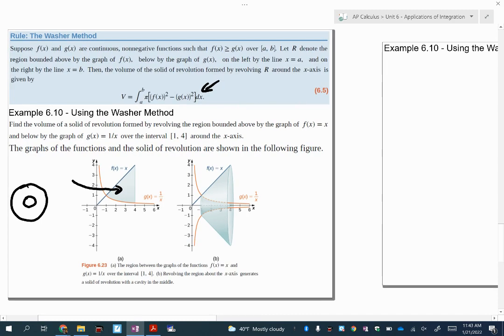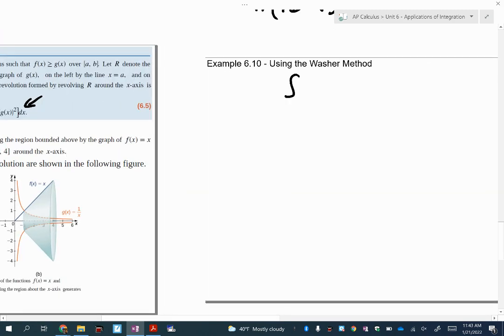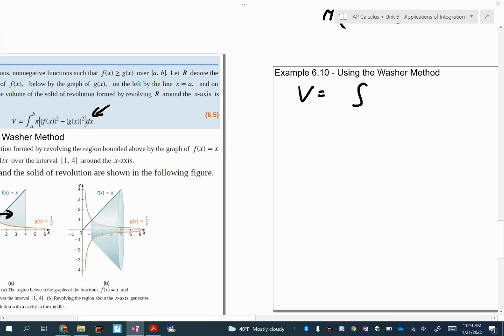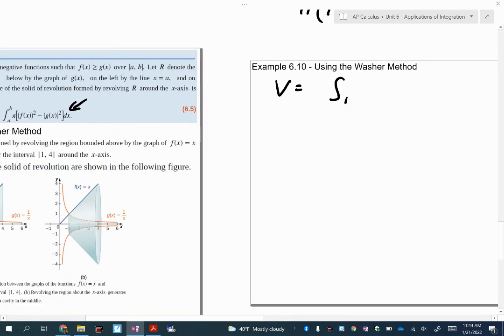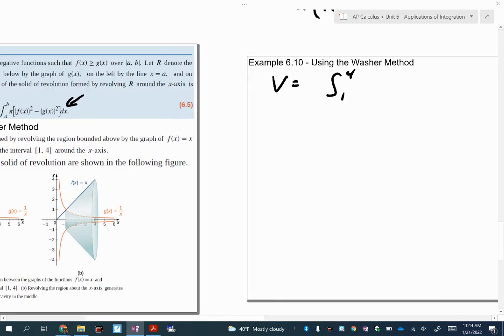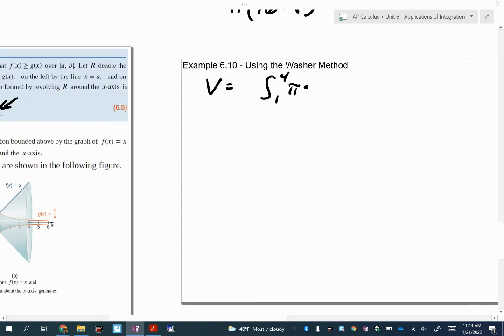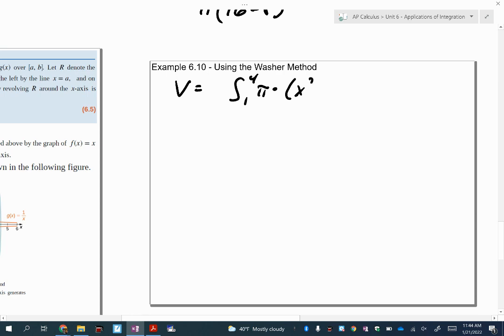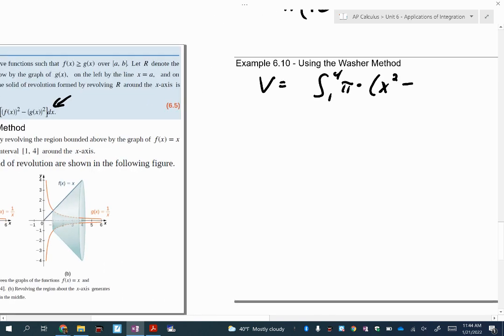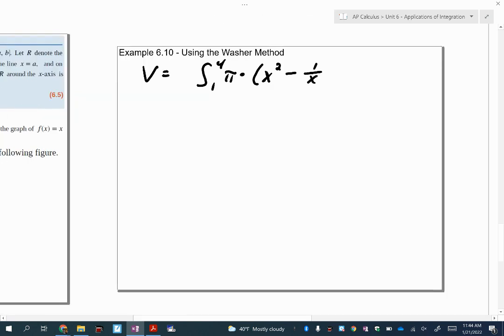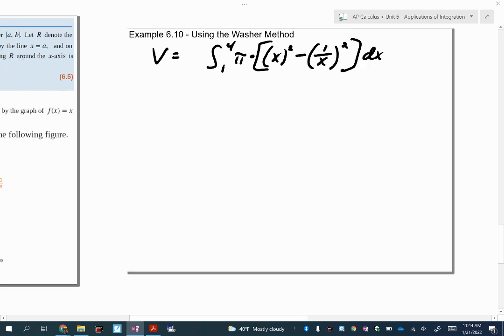Okay. So in this figure, when I set this up, the volume is the integral from 1 to 4. And I'm going to have pi there times my higher one, which is x. So that's going to be x squared minus, and my other one is 1 over x. Let me write this. x squared minus 1 over x squared dx. All right, I'm going to move the pi out in front.